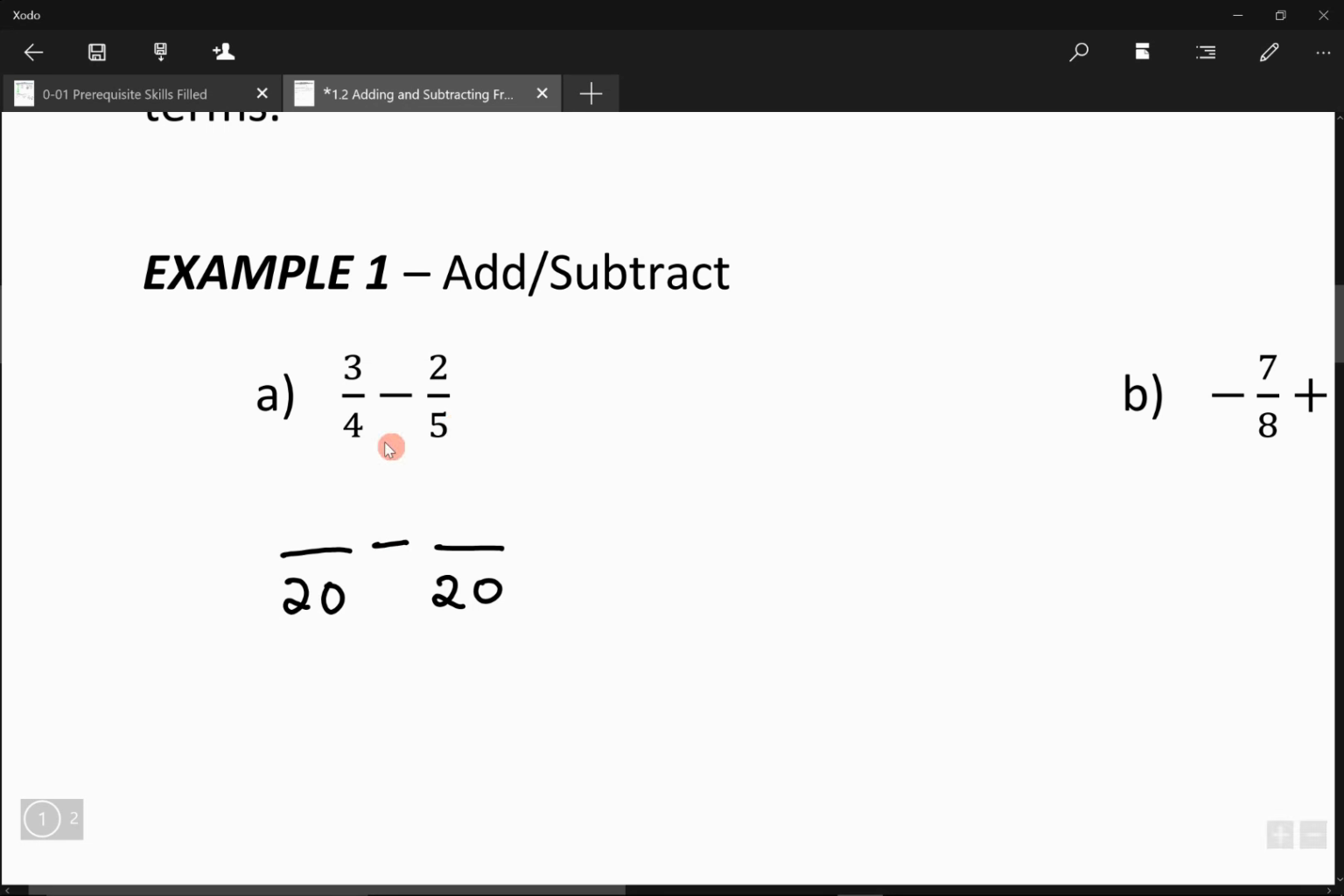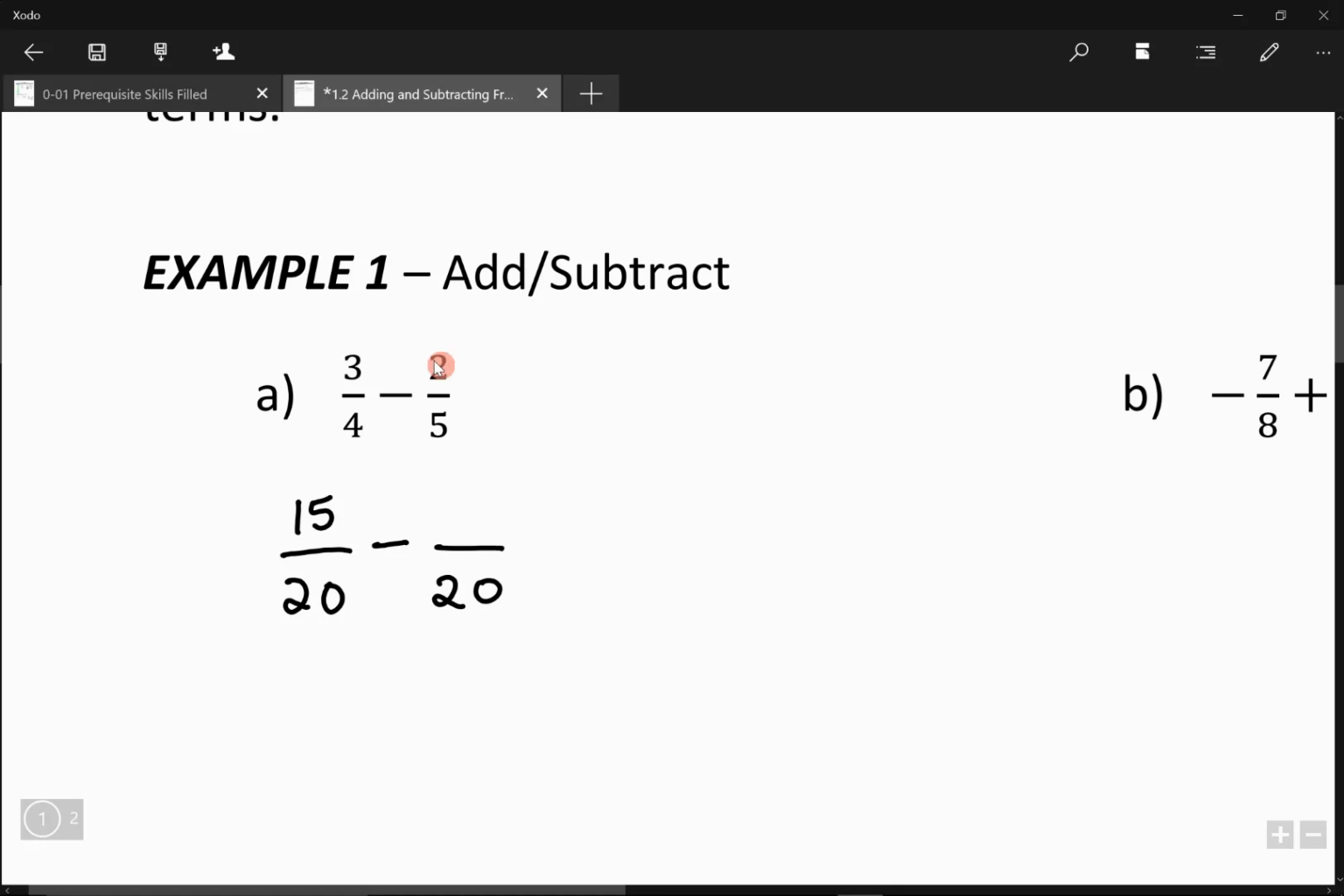What do I put on top? Well, to go from 4 to 20, I have to multiply by 5. So whatever you do in the bottom, you do to the top. So 3 times 5 is 15. To go from 5 to 20, I have to multiply by 4. So whatever I do here, I have to multiply on the top.